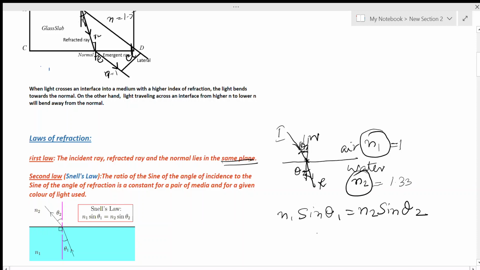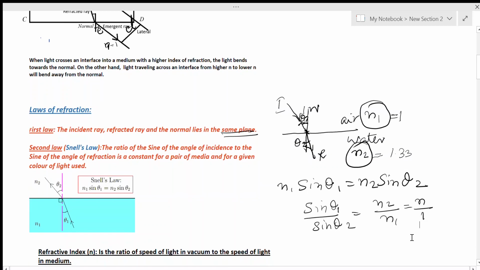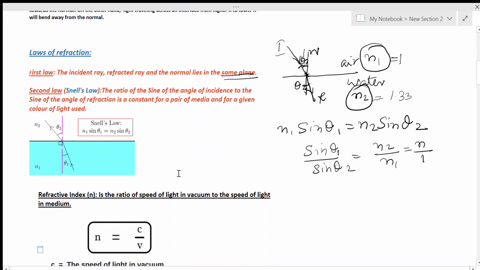So what will we do here is, for example, sine theta 1 by sine theta 2, if you take it, will give you N2 by N1. If you put N2 as N and N1 is 1, then you can say N equal to sine theta 1 by sine theta 2. And this theta 1, theta 2 you can even write in terms of your angle of incidence and angle of refraction. So what we write is sine I divided by sine R is equal to N. So this is what we learned in 10th standard.